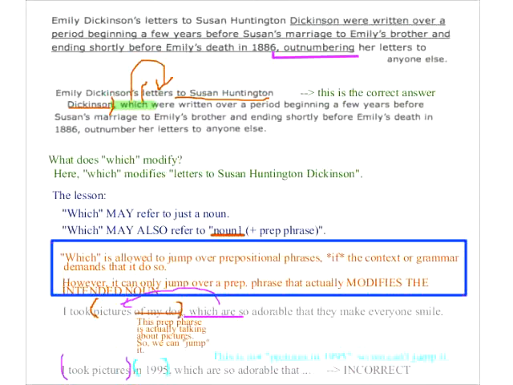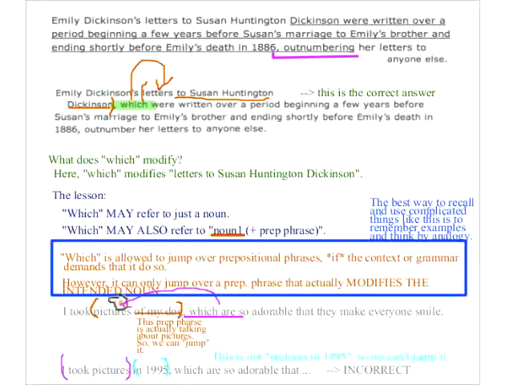Please don't use this rule as an abstract rule. The best way to recall and use complicated things like this is to remember examples and think by analogy. In other words, if you try to remember this as an abstract rule, like which is allowed to jump over prepositional phrases if the context or grammar demands, however, it must jump over a prep that modifies, well, you're not going to be able to use it. It's going to be way too complicated. It won't work. I mean, at least I'm not smart enough to do that. Maybe you guys are, but in 1,000 years I would never be able to do that.